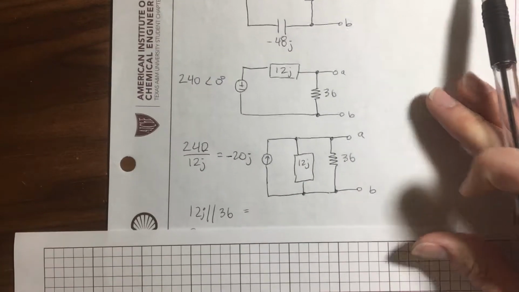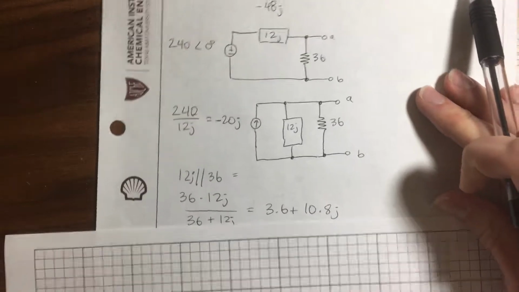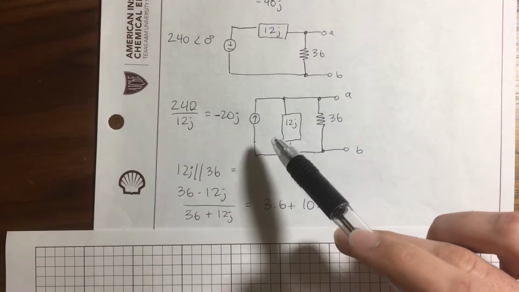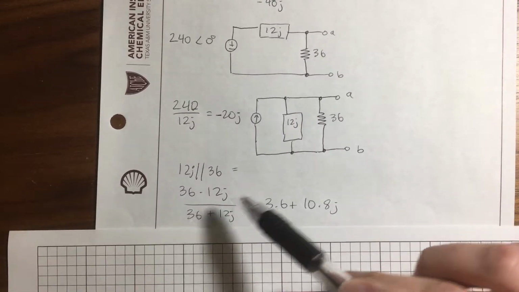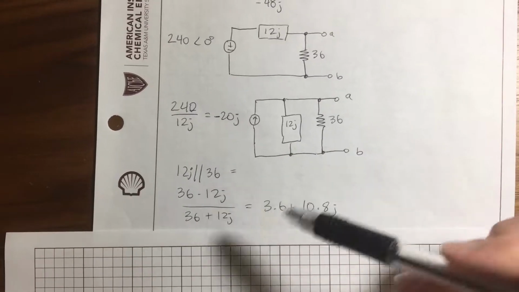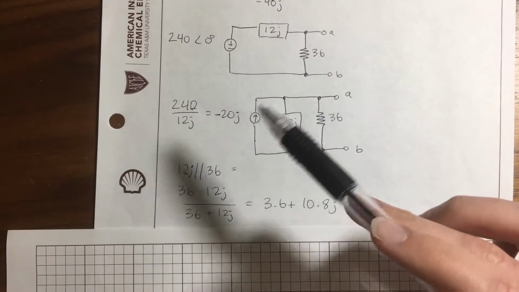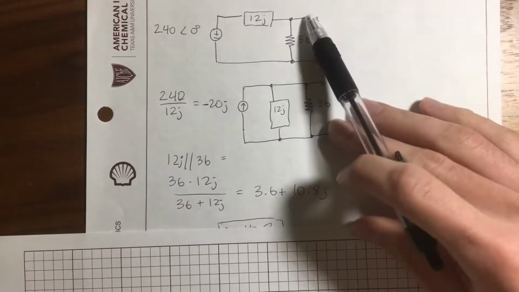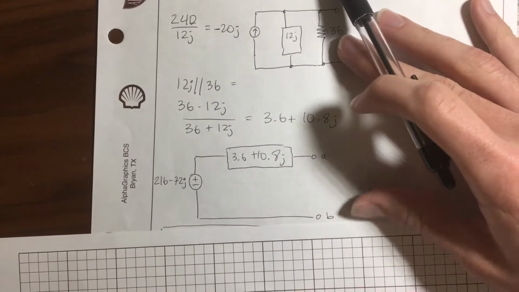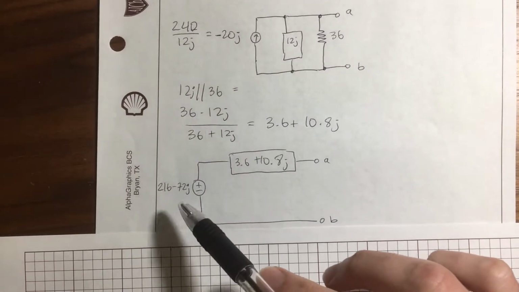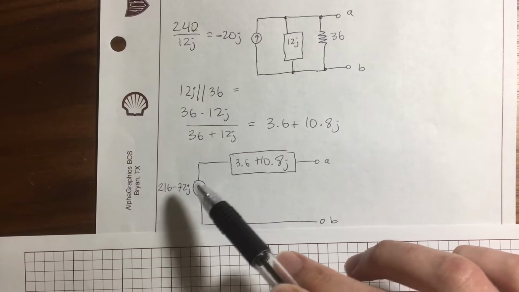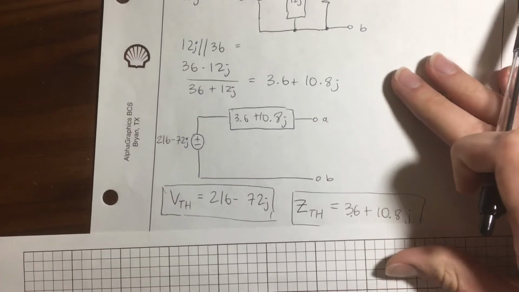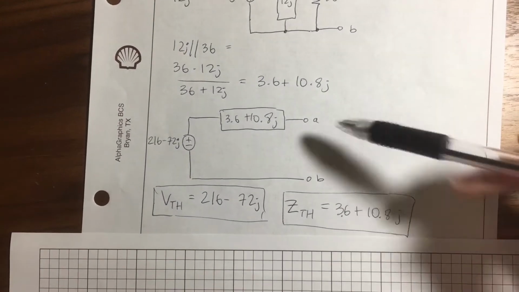And we stick that in parallel with the 12j impedance, and you'll notice that we can do a parallel combination of 36 and 12j. And when we do the math, we get 3.6 plus 10.8j, and here's how you do that again. It's just the same as if they were both resistors, just using their component values. But then we can also do a source transformation back into a voltage source. So let's do that. When we do Ohm's law again, we get a 216 minus 72j voltage source, and we use this same impedance here, and that is indeed our answer for the Thevenin equivalent across the terminals A and B.